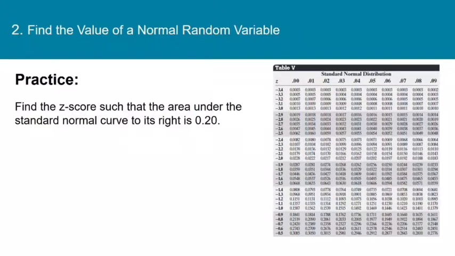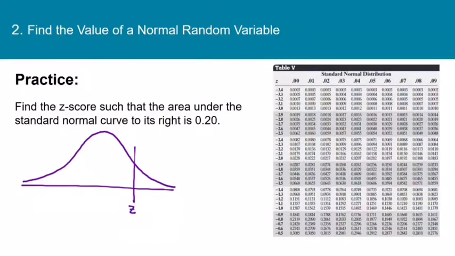Now let's try it again. Find the z-score such that the area under the standard normal curve to the right is 0.2. So draw your standard normal curve. The area to the right is 0.2. So if I want to mark off the 20% of the area that's on the right, my z-score is going to be somewhere to the right of center, because remember, if I drew the z-score right here in the exact center, the area to the right would be 0.5. So my z-score is somewhere to the right of that, and so the area that I have, the 0.20, is right here.